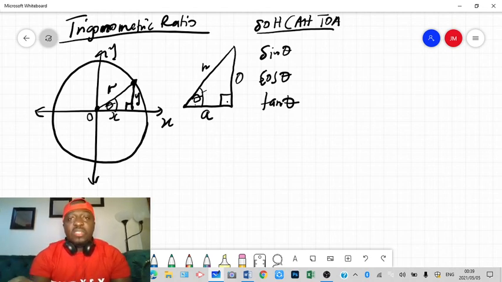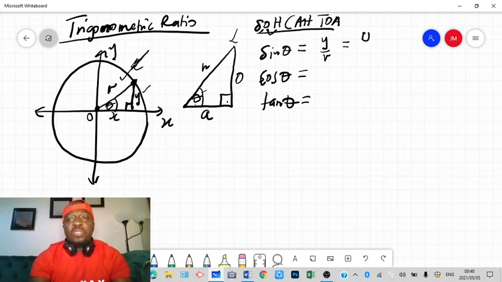So your SOH stands for sine, S is for sine. So these two letters are your opposite and your hypotenuse. From the diagram, we can see the opposite side is your Y, the hypotenuse side is your R. So I'll have Y over R if I'm using this diagram. If I use this triangle, I can then write sine as opposite, which is O, over hypotenuse, which is H.